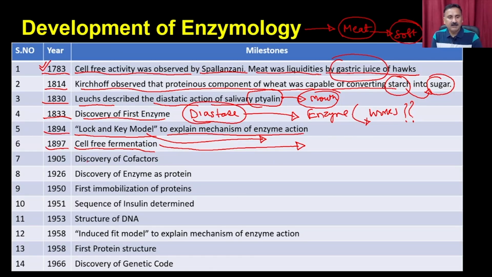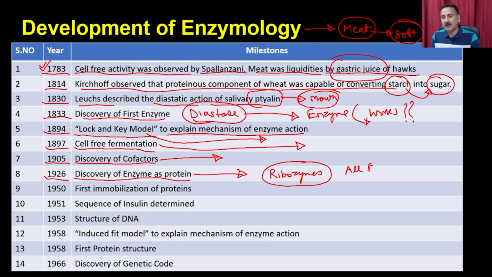Then in the year 1905, people started discovering different types of cofactors. These cofactors are molecules which help in enzyme catalysis. Then in the year 1926, people found that enzymes are mostly proteins. In 1926, people were not aware of ribozymes, so that is why the general concept was that all enzymes are proteins. Okay, so all enzymes are protein.